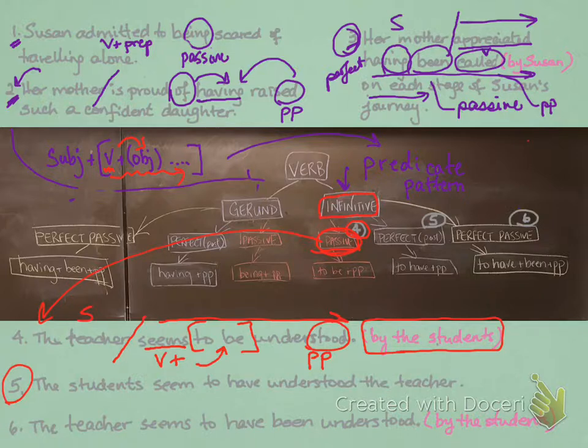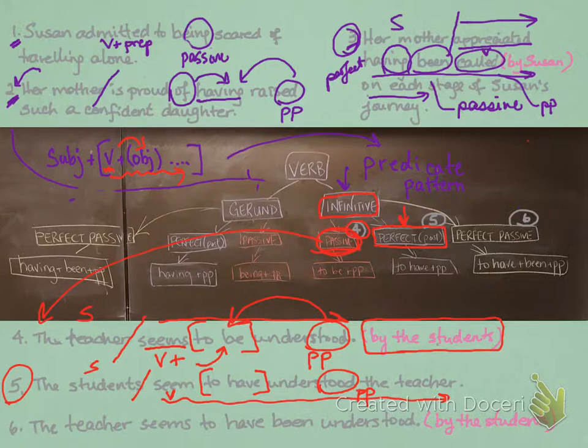Okay. Number 5, we want to show an example of a perfect infinitive. So here, the students seem to have understood the teacher. Okay. The students is the subject. Here we have all of our predicate pattern. Seem is our verb. Seem is followed by an infinitive. We're showing an example of the perfect infinitive. So there we have to have and understood as the past participle. Okay, in number 4, understood is the past participle because of passive. In number 5, understood is the past participle because of have.